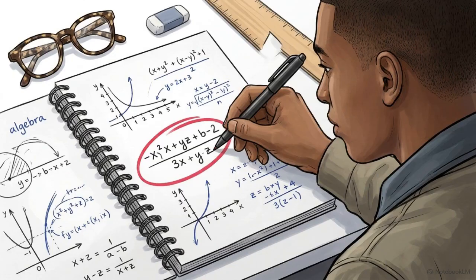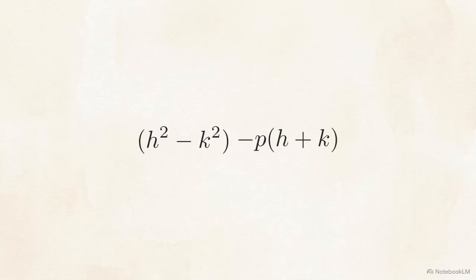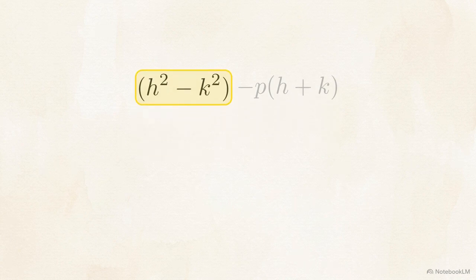Solving this relies on spotting the underlying algebraic structure that connects these variables. Let's start with the first part of the expression. We will focus only on the h squared minus k squared and leave the rest of the equation alone for a moment. This specific setup is a core identity called the difference of two squares.